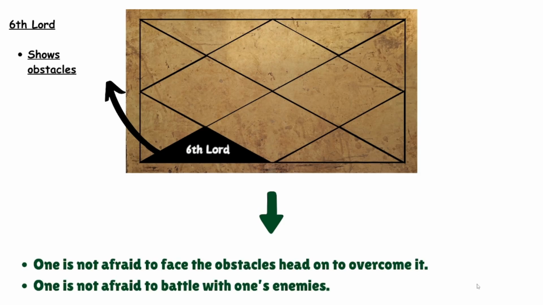The sixth lord is a lord of obstacles. Everybody faces obstacles in life, be it a rich person or a poor. There is nobody who is escaping struggles and obstacles in life, because the sixth lord will be there in everybody's chart, right? But with this placement, you are somebody who is not afraid to face the obstacles head on. You will overcome it. You know already that a phase of struggle is bound to come, and you are ready to face it. You are not somebody who is afraid to battle or go to war with your enemies and your competitors.